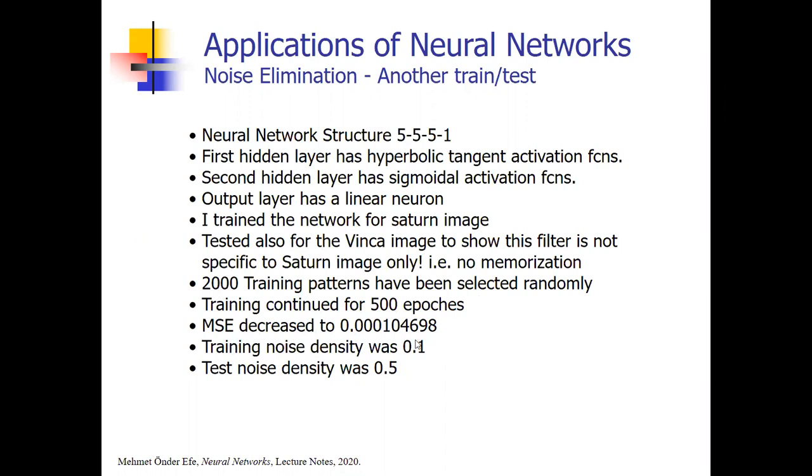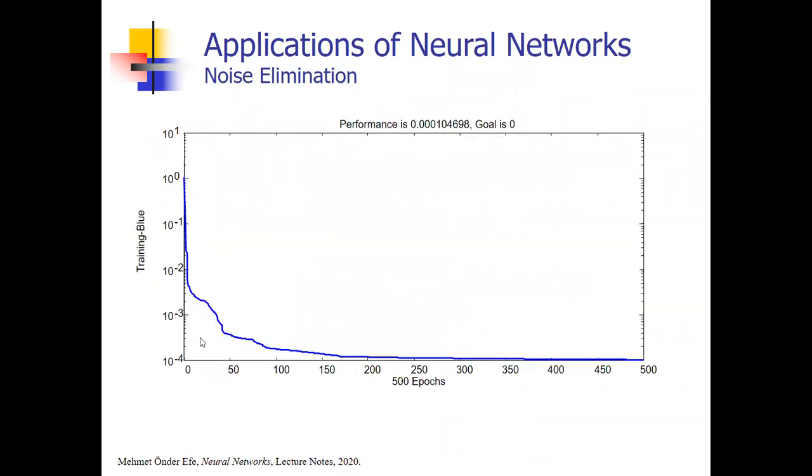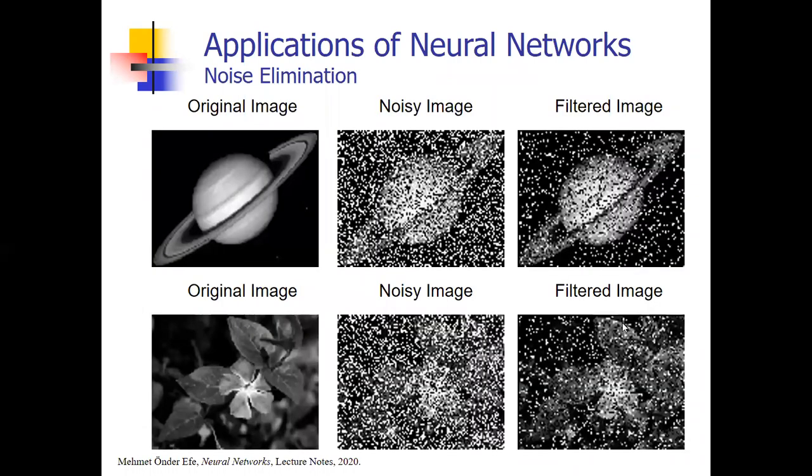The training noise density is 0.1, and the test noise density is 0.5. I'm playing with the noise densities. This is how it goes. This is my training optimization page. So you see that there is no need to wait for hours to get a better mean squared error performance. It is satisfactory here, and this is my result.